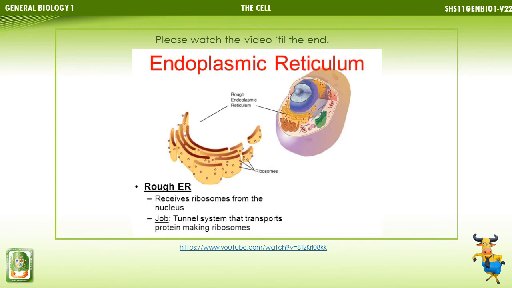As you can see, we finally see what the job of a ribosome is. Protein-making ribosomes. So that's the job of a ribosome, is to make a protein. So the rough ER will transport the ribosomes as the ribosomes are making a protein.